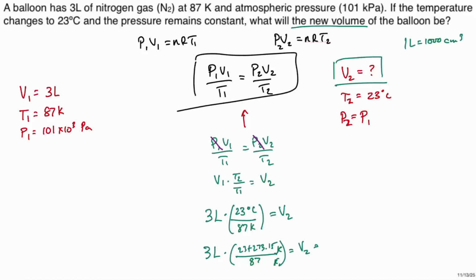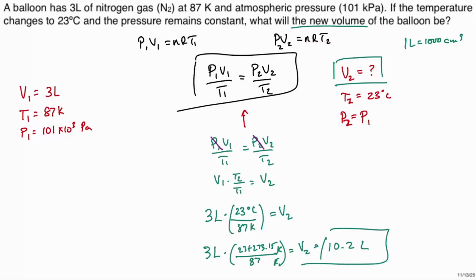What's this answer? 10.2 liters. So, let's check, right? 4-step, check it. What happened to the temperature? Go up or down? It went from 87 Kelvin to 23 Celsius. But 23 Celsius plus 273, that's 296 Kelvin, isn't it? So it went from 87 to 290-ish Kelvin. So the temperature of this gas went up.